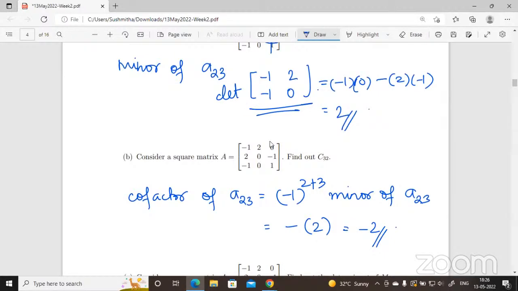And the determinant of this matrix is what? -1 into 0, then we multiply minus 2 plus 2 into -1 here. How do you find the determinant of a 2 cross 2 matrix? AD minus BC. So there'll be a minus sign here.